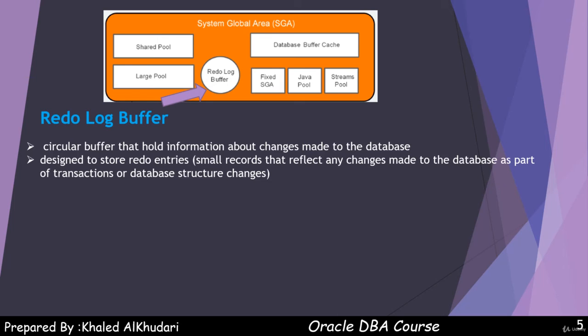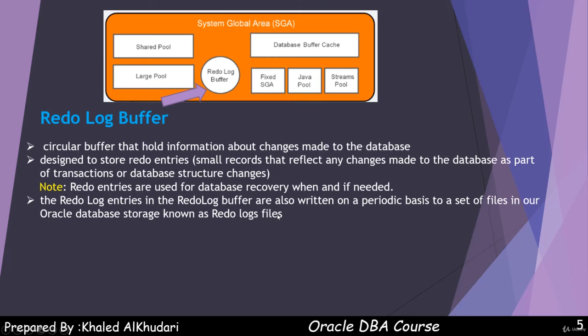What is the meaning of redo entries? Redo entries are small records that reflect any changes made to the database as part of transactions or database structure changes, which means DML or DDL. Note, redo entries are used for database recovery when and if needed.